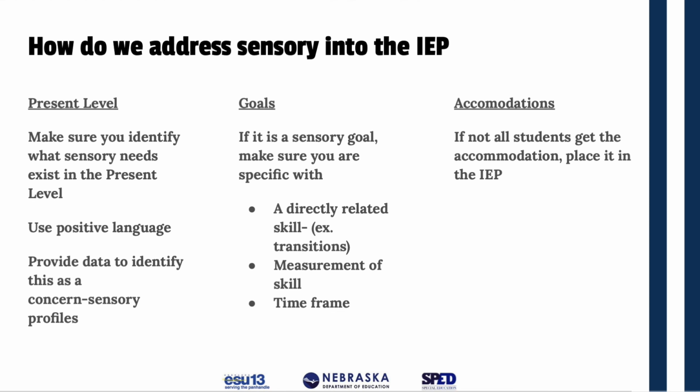Usually the OT will do that if you have an OT involved. And always using positive language and then providing data to identify this as a concern. So that's where that sensory checklist comes into play. I already talked about the sensory goal piece, relating it to a skill like transitions or attention to task, things like that. And then, making sure it's measurable and within an appropriate time frame. And of course, if not all students get that sensory support, you really need to place that into the accommodations.